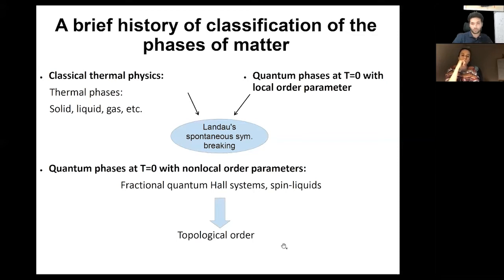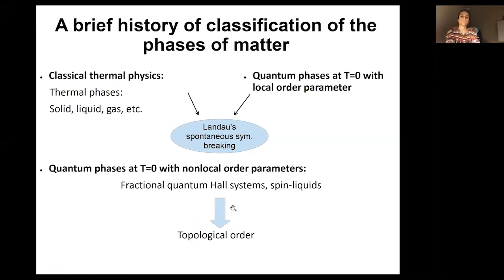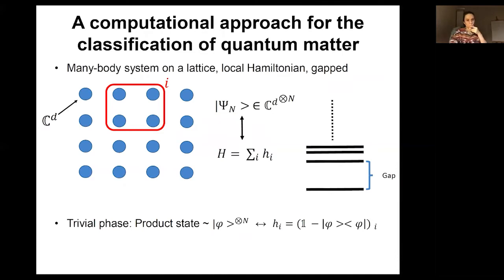But for a while, people looked at these specific physical systems and found these different kinds of orders. But with the advancements in quantum information and quantum computing, people developed a computational approach for the classification of quantum matter problem. And this problem goes as follows.